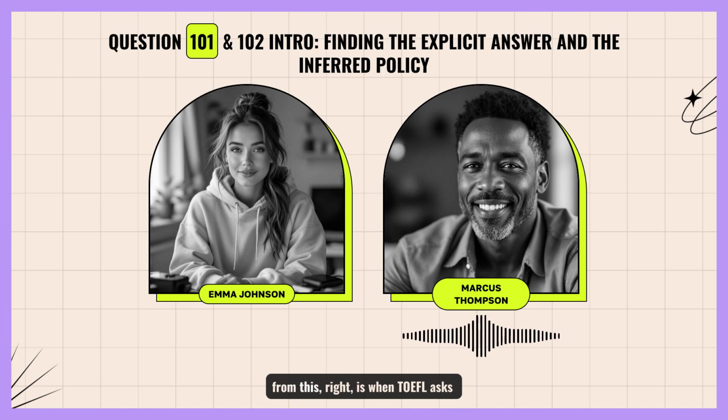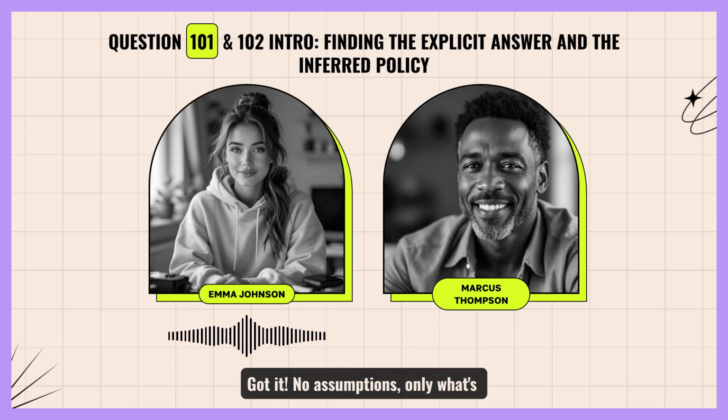So the key lesson from this, right, is when TOEFL asks about consequences, you've got to look for those explicit outcomes, match the exact wording, and just ignore anything that sounds official but isn't actually stated in the text. Got it? Got it. No assumptions, only what's explicitly stated or directly supported. Okay, that's super clear. So moving on to question 102 now.